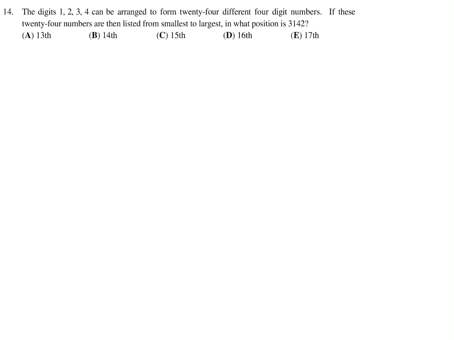The digits 1, 2, 3, 4 can be arranged to form 24 different 4-digit numbers. If these 24 numbers are then listed from smallest to largest, in what position is 3142? Okay, so they've already told you that there's 24 numbers. So if you were to write out all 24 numbers, you'll quickly notice that the first 6 all begin with a 1, like that. The next 6 will begin with a 2.